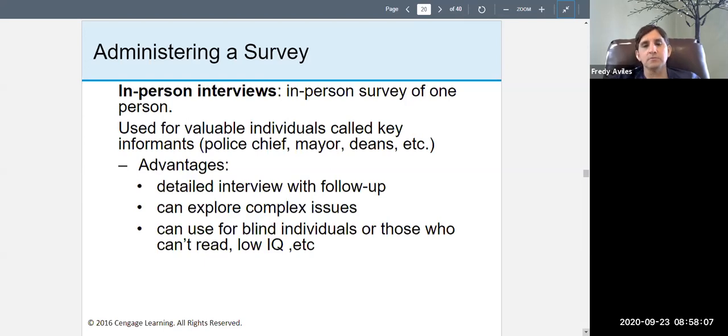People who can't read, you know, like kids, for instance, they may not be able to read. Or people who have a low IQ, again, like children, or people who may not understand the survey if they were to get it and try to fill out themselves. So you basically have to tell them about it and elicit their responses.